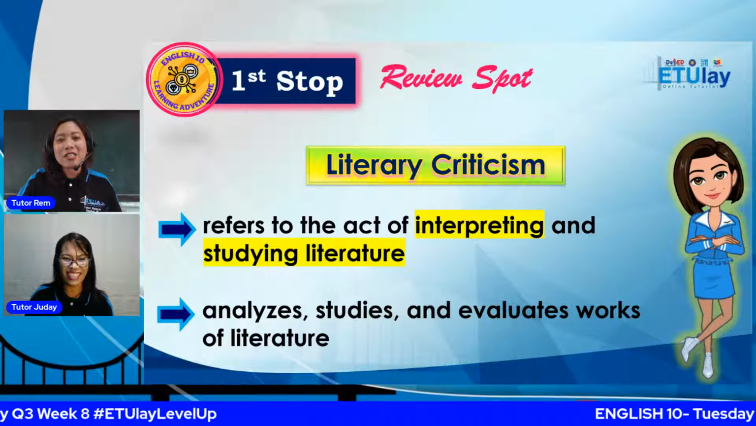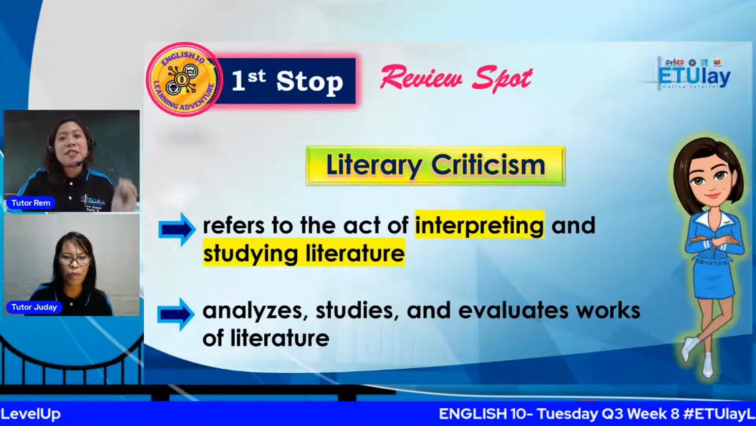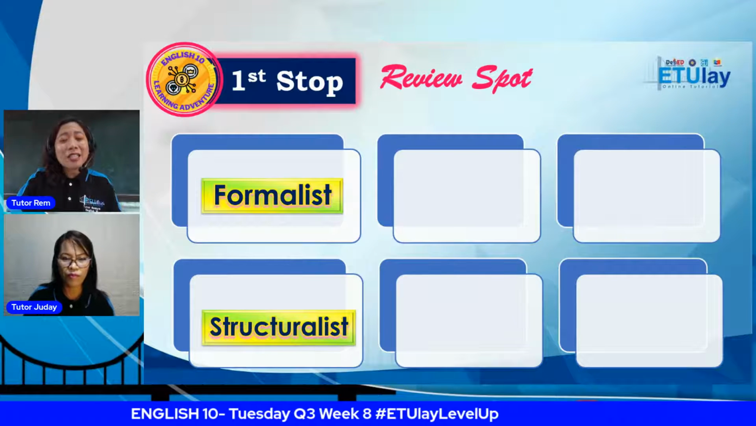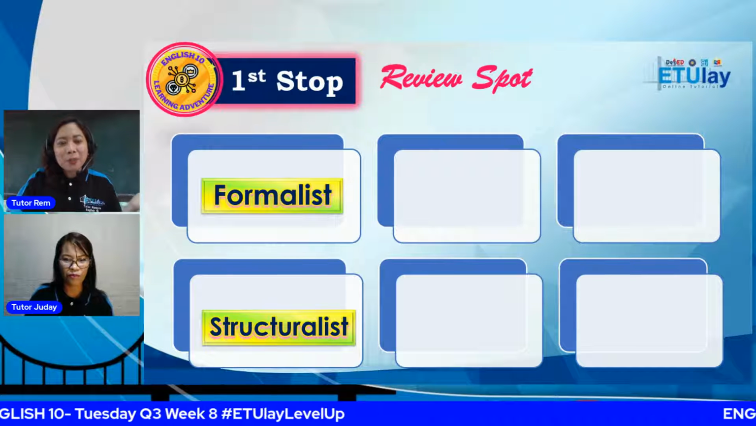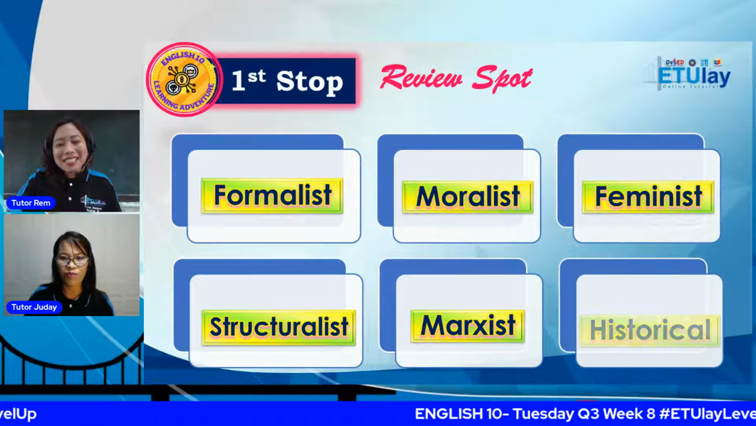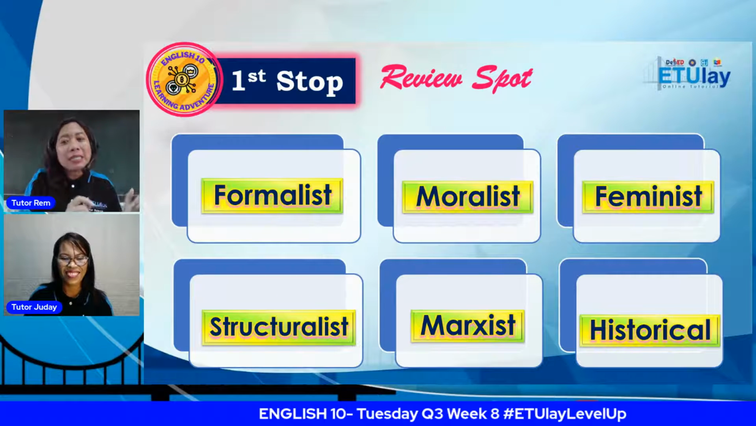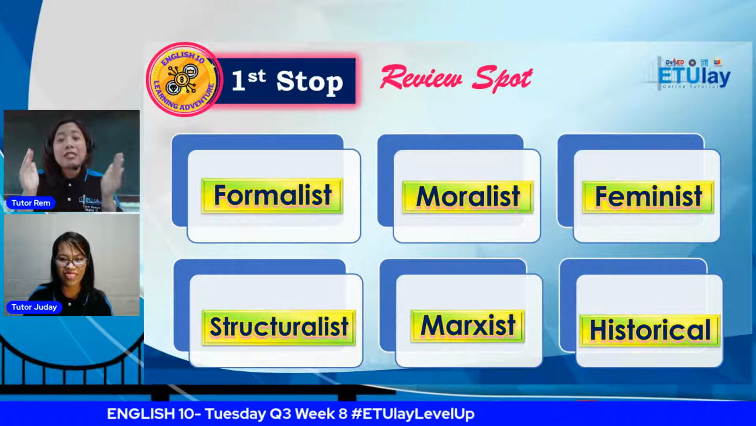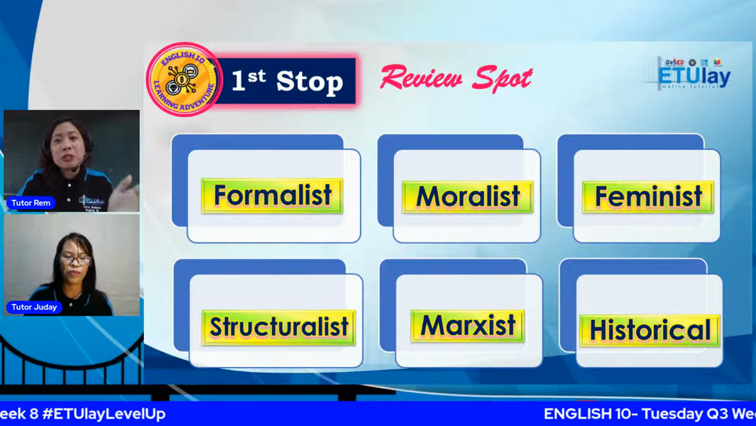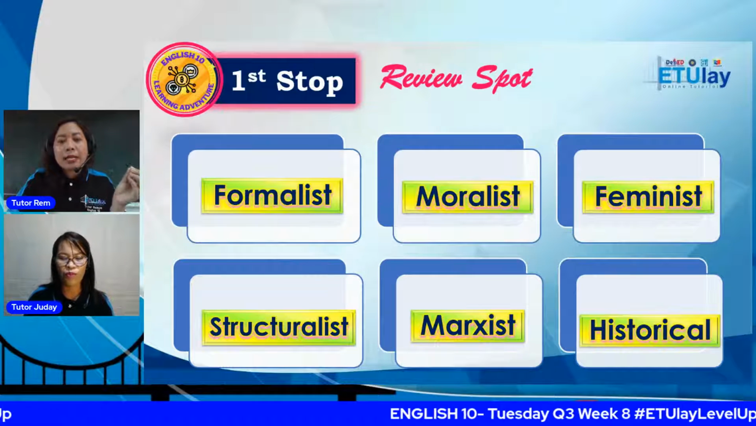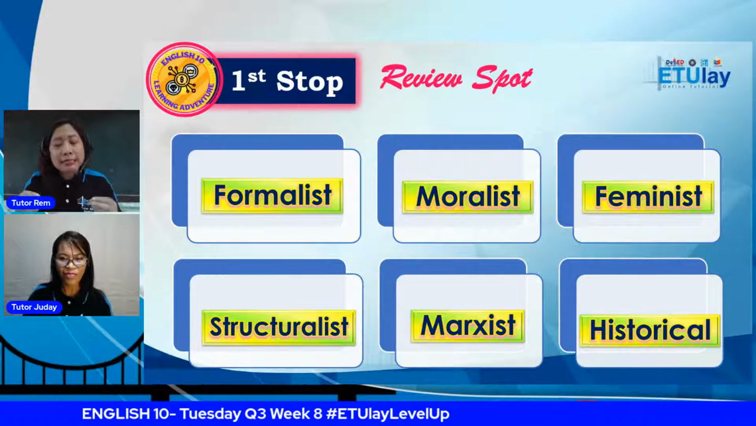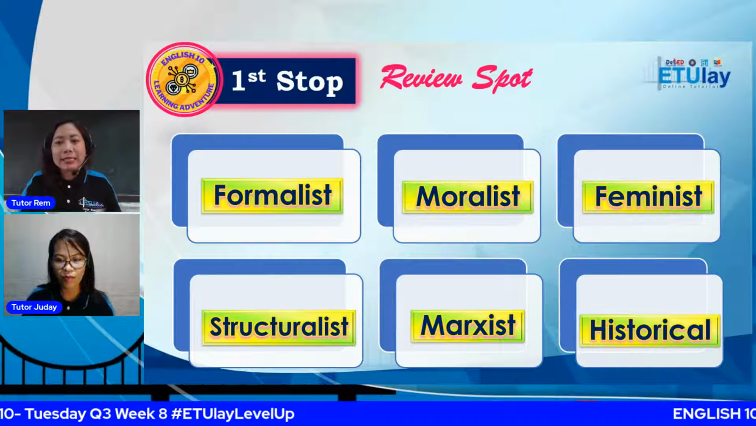Welcome to the first stop, which is the review spot. During the previous session, you learned something about literary criticism. And I think they discovered more literary approaches. We have the formalist, structuralist, moralist, Marxist, feminist, and historical. When you see formalist, it has something to do with focusing on the text itself. Structuralist, you are going to relate the text to a larger structure. While when you say moralist, you are going to focus on how good or bad the text is along with its elements, the character, the plot, and the like.